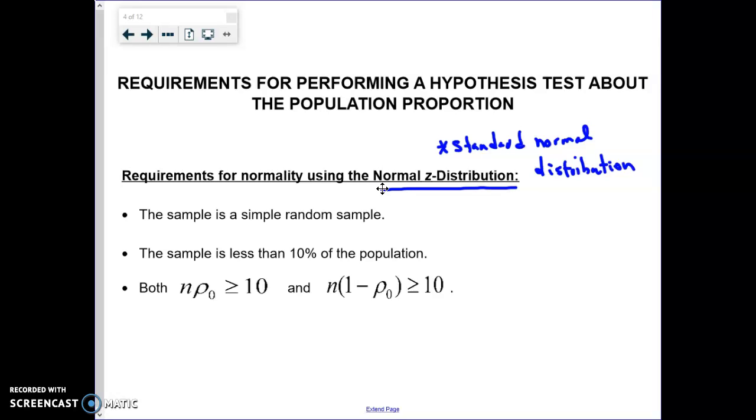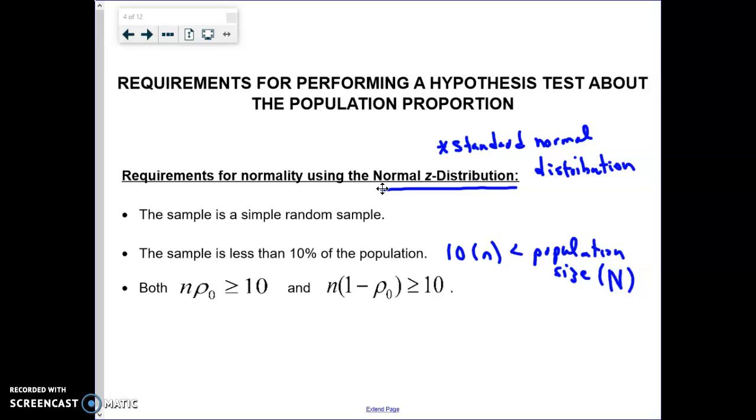So these 3 conditions are very much similar to what we did back with confidence intervals for rho. The sample has to be a simple random sample. The sample has to be less than 10% of the population, which basically means you're going to take 10 times your sample size, and that has to be less than the size of the population. And you remember, population size can be abbreviated with a capital N, sample size is lowercase n.